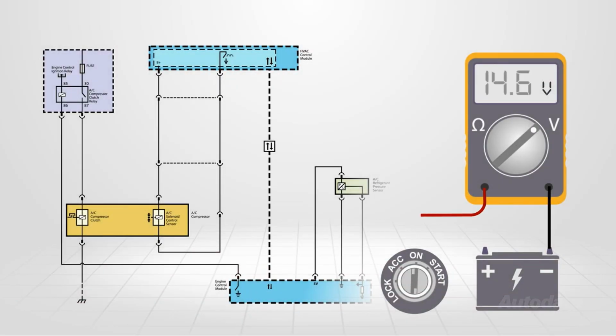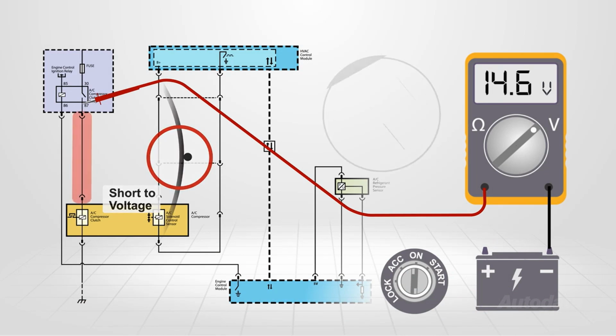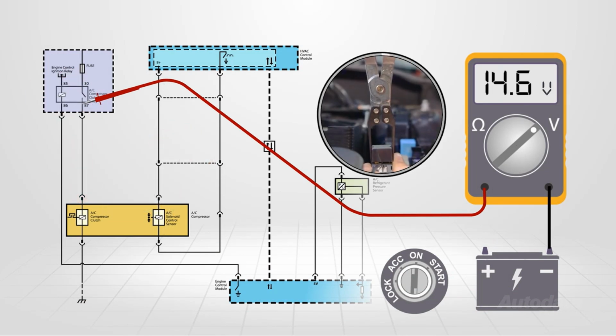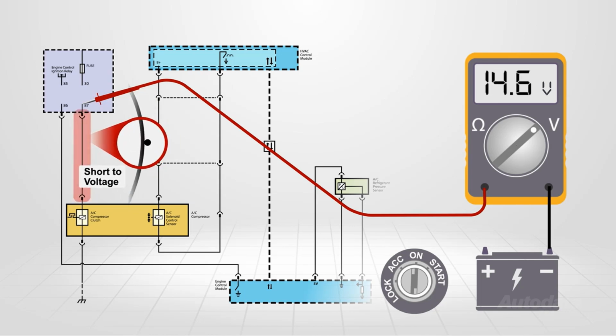If battery voltage is present all the time, there is a short to voltage within the circuit. Remove the relay while watching the display. If battery voltage disappears, the short is in the relay. If battery voltage remained on the display with the relay removed, the short is within the harness and the compressor clutch coil connector.